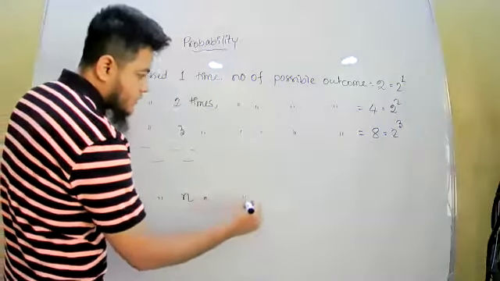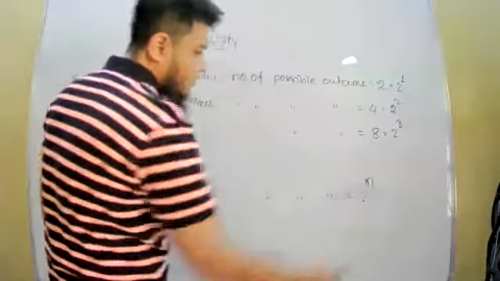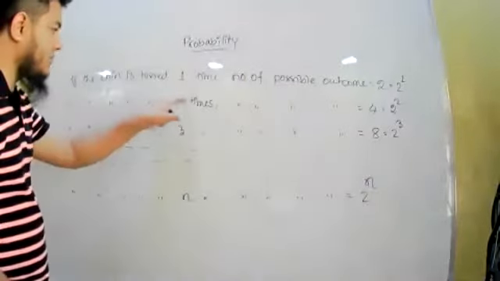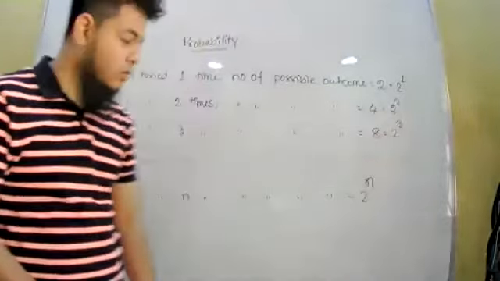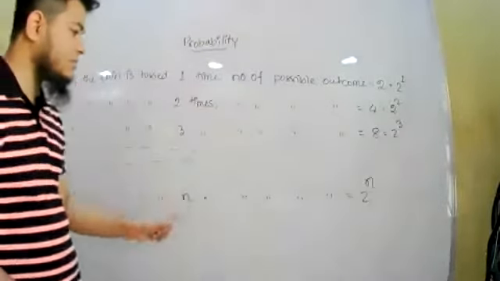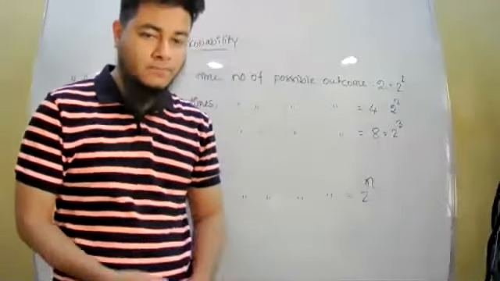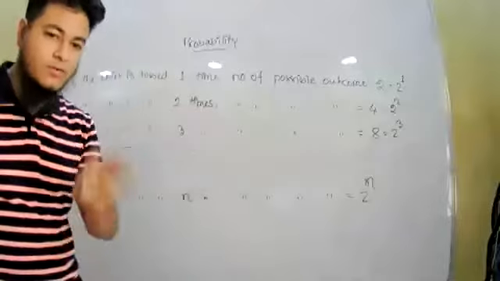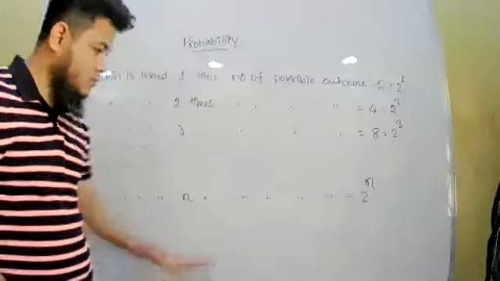So the number of possible outcomes will be equal to 2 to the power n, because whatever number we are having here, that one we can write as a power of 2. So if I'm tossing n times, then the number of possible outcomes will be 2 to the power n. This question comes for 4 marks, where they will ask you to prove it. So, proof.